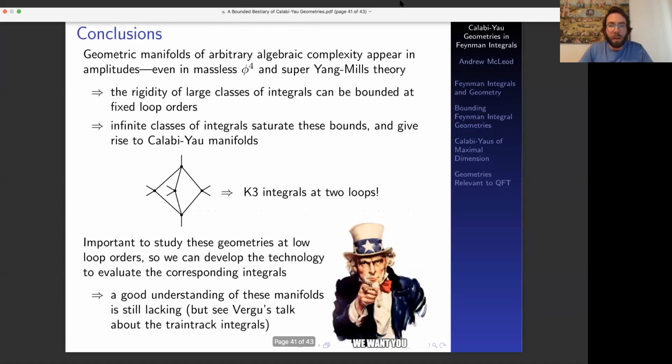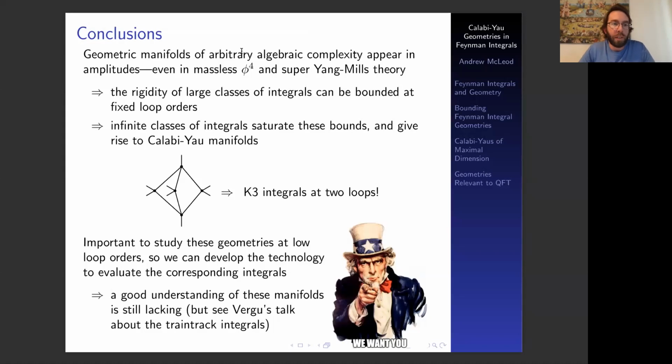So with that, I will conclude. I've told you about the fact that geometric manifolds of arbitrary algebraic complexity appear in amplitudes, even in massless phi to the fourth theory and supersymmetric Yang-Mills theory. I've shown the rigidity, or the dimension, of the manifolds that appear in these integrals can be bounded at fixed loop orders. But at the same time, infinite classes of these integrals saturate these bounds and are therefore, in some sense, as complicated as they could be, and give rise to Calabi-Yau manifolds for reasons that we don't really know.